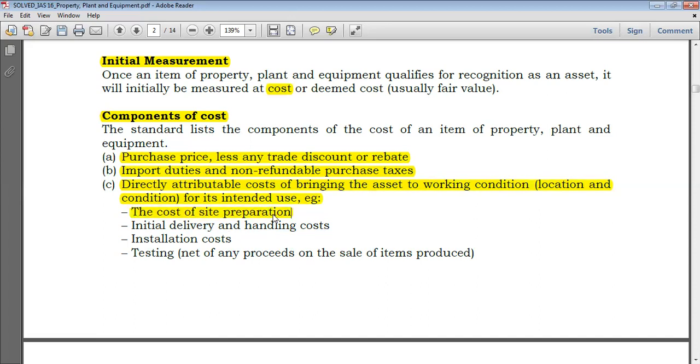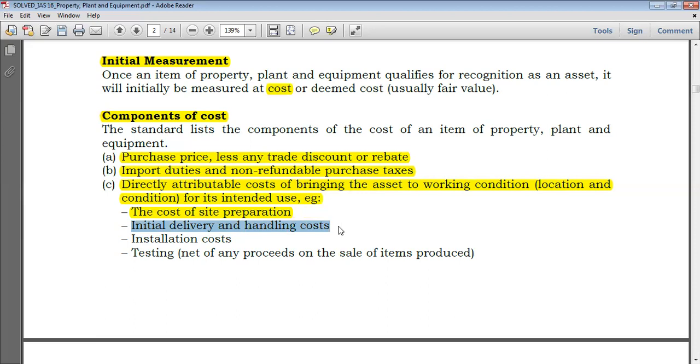If you prepare your site, you already know that this is my site, you prepare that site for that use. Just preparation of the site, let's say the site was rough, you cleared the land, and the site was ready for installation. This is the cost of site preparation. But also you say initial delivery and handling costs.